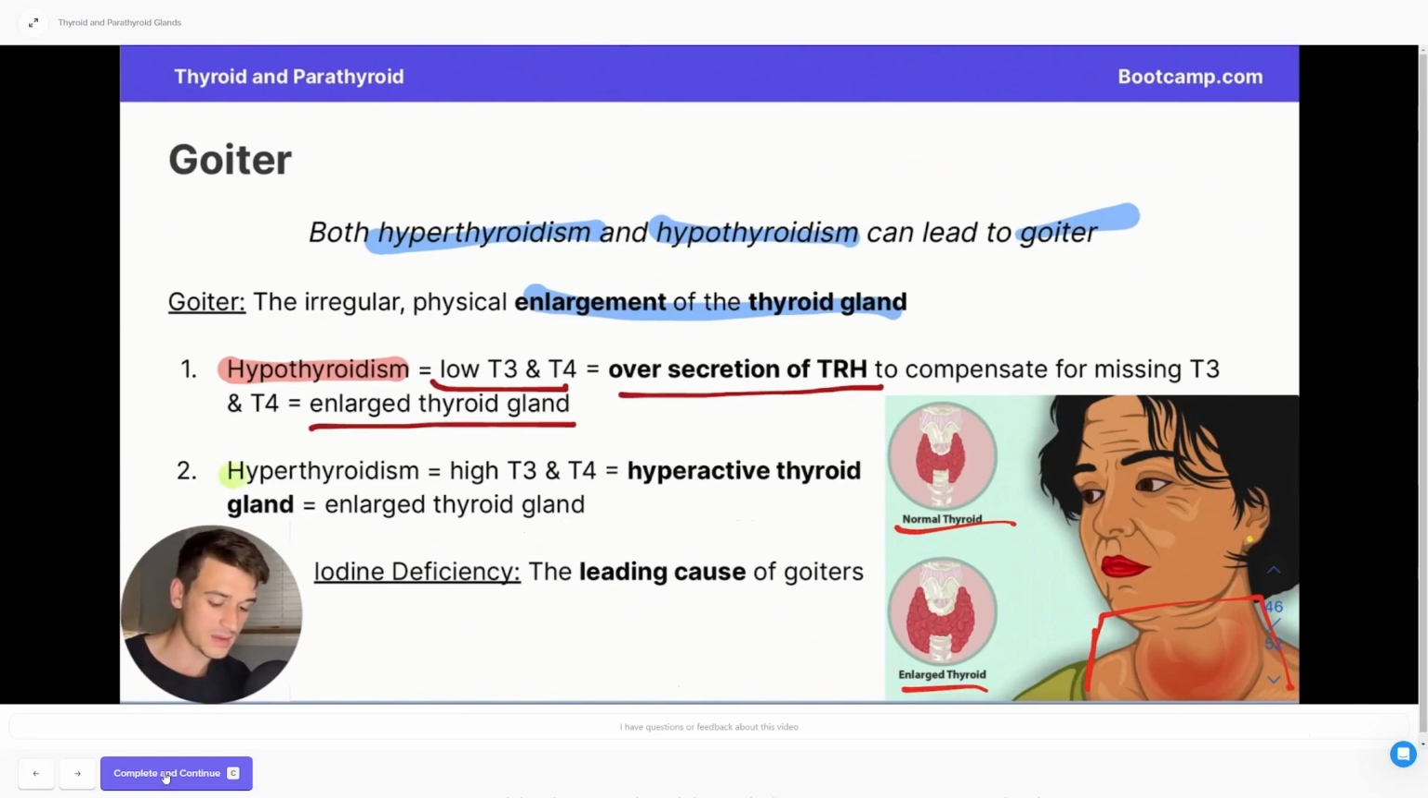Now, in the case of hyperthyroidism, remember we have an oversecretion of T3 and T4 giving us high levels of T3 and T4. These, as we know, are released by the thyroid gland. An overproduction of T3 and T4 is going to give us a hyperactive thyroid gland, which we discussed in a previous slide, which will give us the same enlarged thyroid gland. Now, what's interesting to note is that iodine deficiency, recall that iodine atoms are one of the main constituents of T3 and T4, is the leading cause of goiter formation.